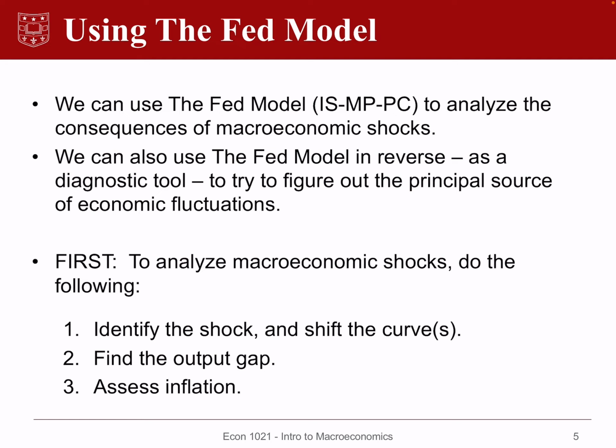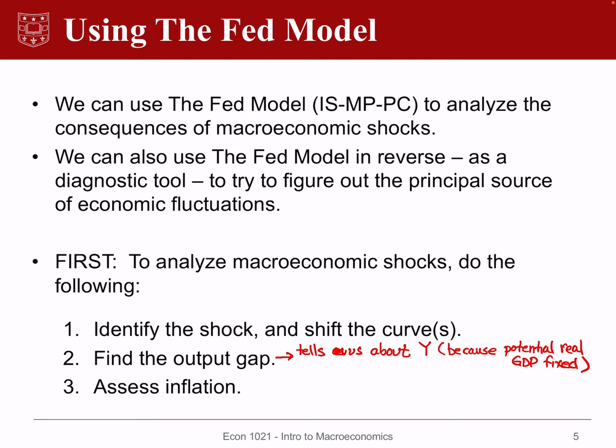We find the output gap. That's going to effectively tell us what happens to gross domestic product, given that the potential level of gross domestic product is fixed. So finding the output gap tells us about what's happening to real gross domestic product. And the reason for that is because we're talking about the macroeconomy in the short run, and the potential level of gross domestic product is presumed to be fixed.